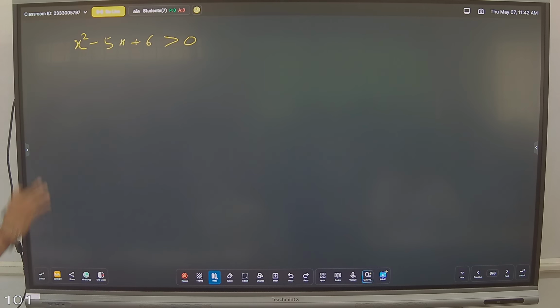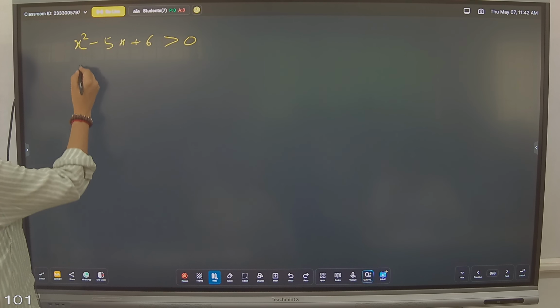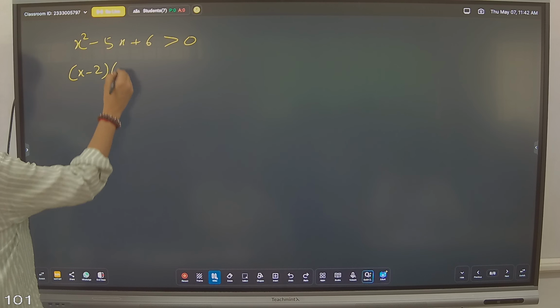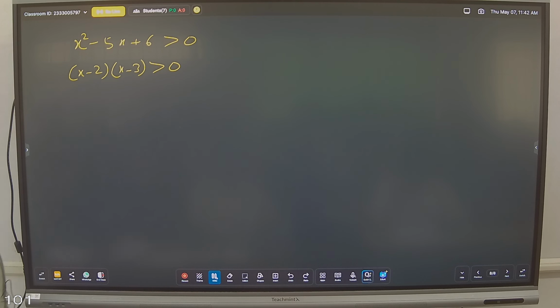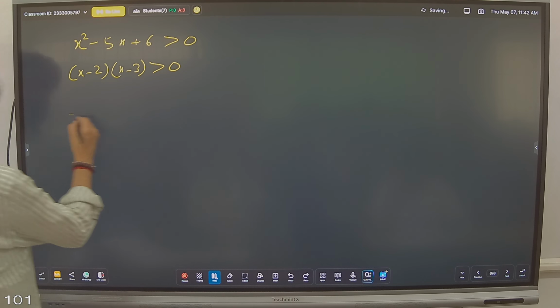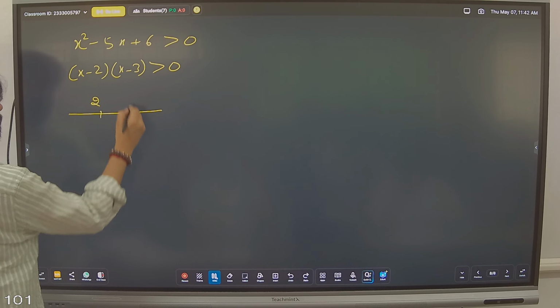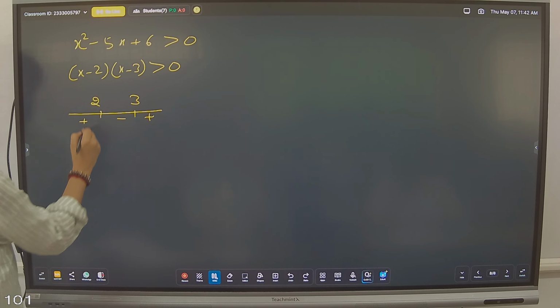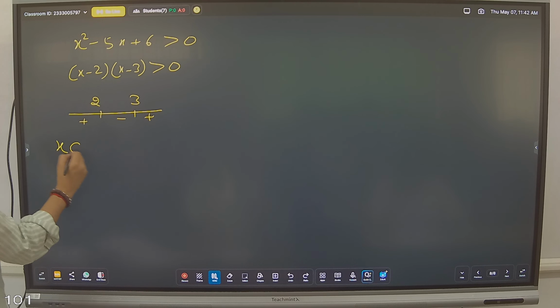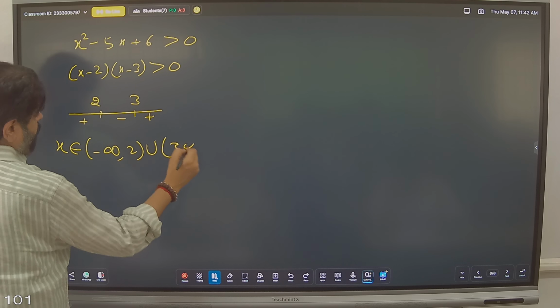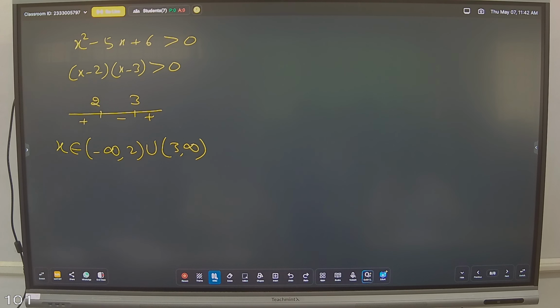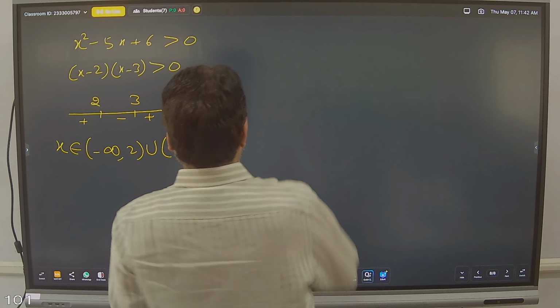So we will break it into linear factors, that is (x minus 2) into (x minus 3) greater than 0. Coefficient of x must be positive, already positive. Plot the critical points, that will be 2 and 3. Positive, negative, positive. We want positive, so x belongs to minus infinity to 2 union 3 to infinity. How many have got it? Next question.